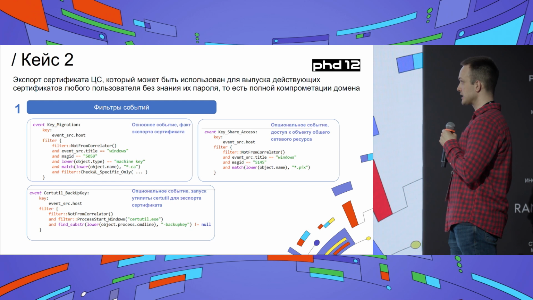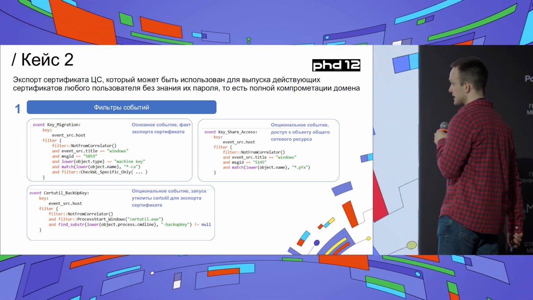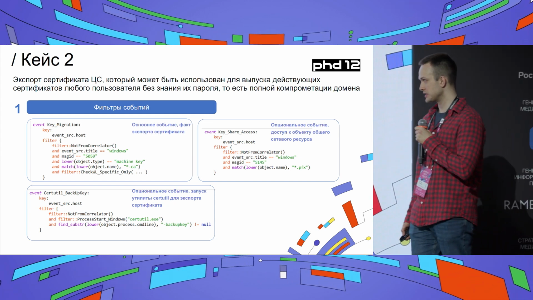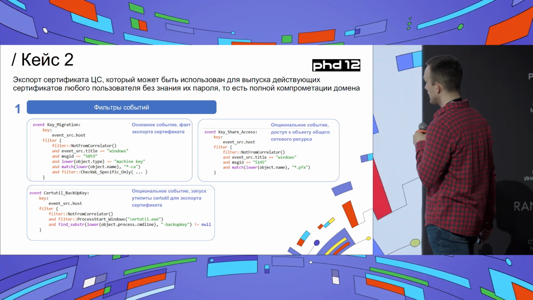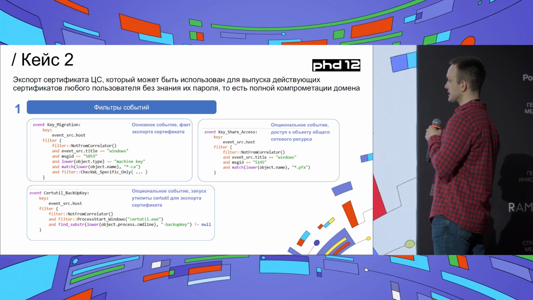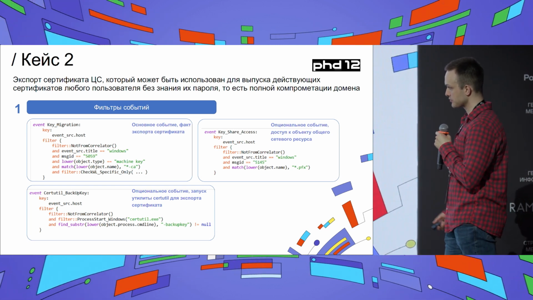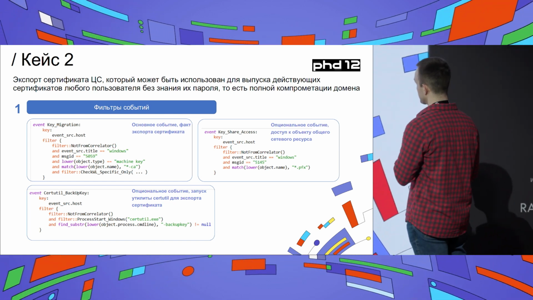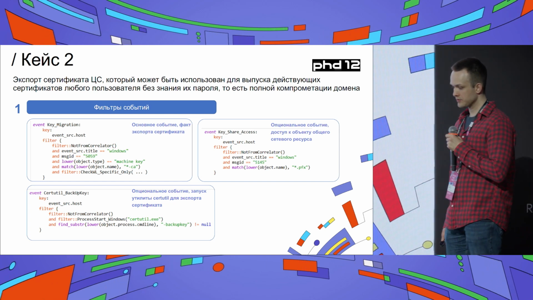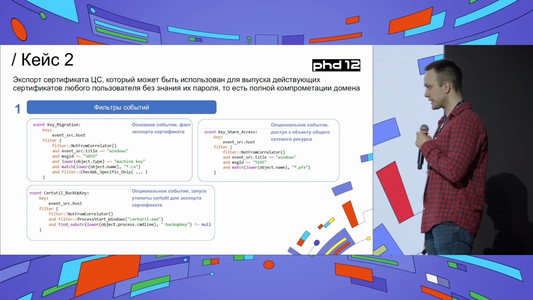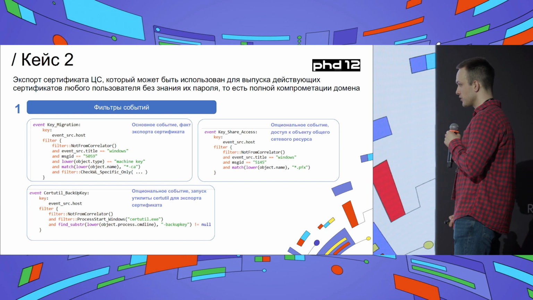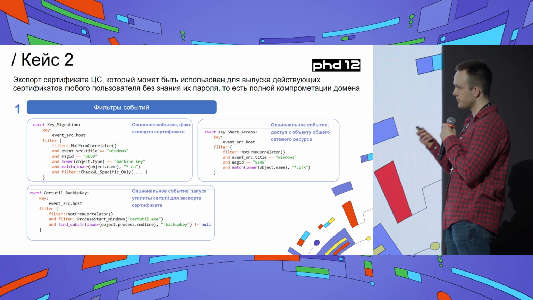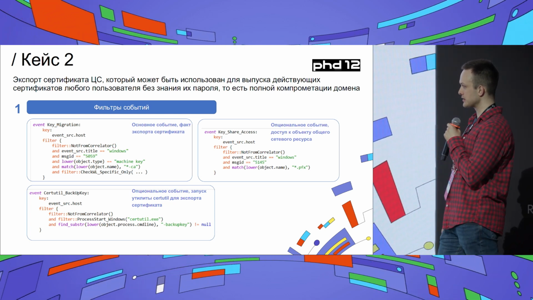We are interested in 3 events. One of them is absolutely necessary: the fact of certificate export, message ID 5059. And 2 optional events: launch of certutil to export the certificate, and access to the general access area, which is used for certificate export.